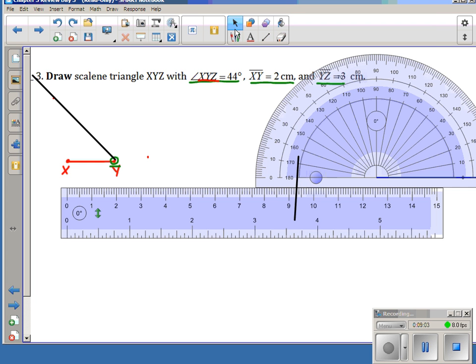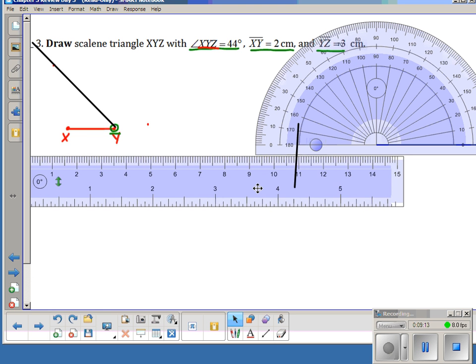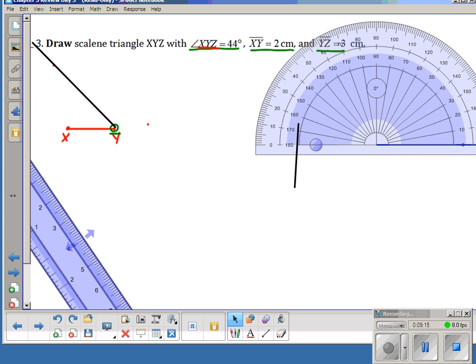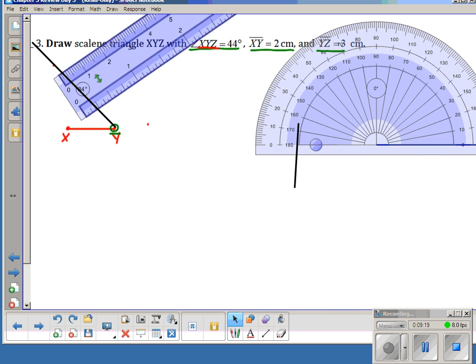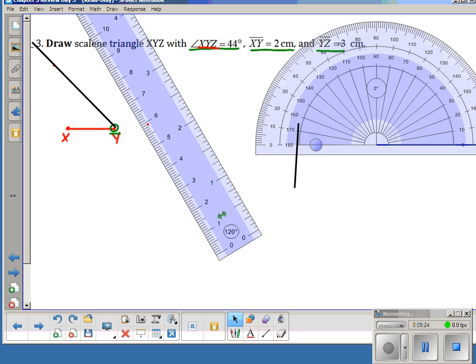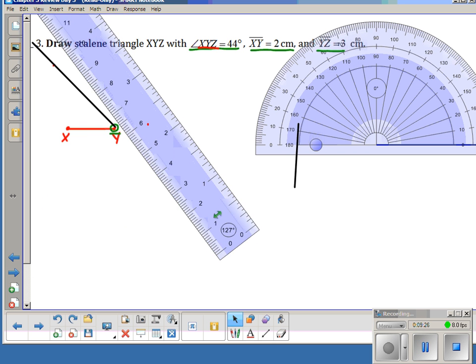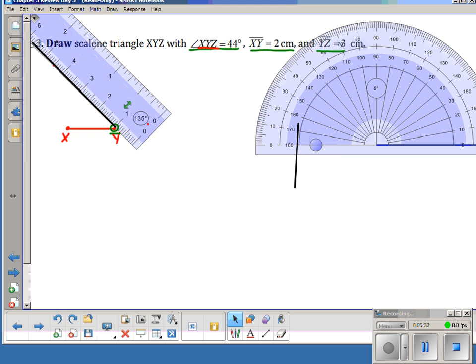So hold on a second. The next piece I need is my YZ. Sorry, I'm having a lot of short people problems with this board today, so I'm having difficulty reaching things. So I'm going to take my ruler, and I need to measure 3 centimeters. Oops, that's backwards. I can't stand these rulers. I need just a regular one. Wait, I'm going to measure 3 centimeters from Y on the ray.